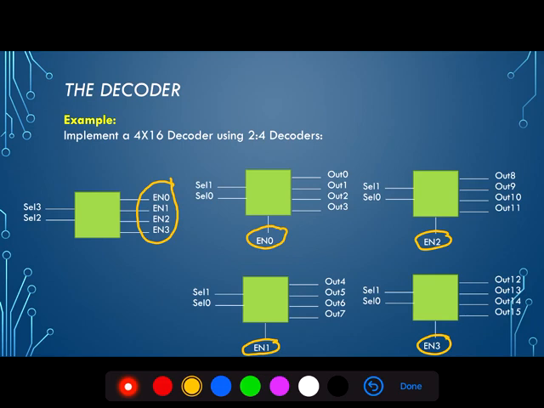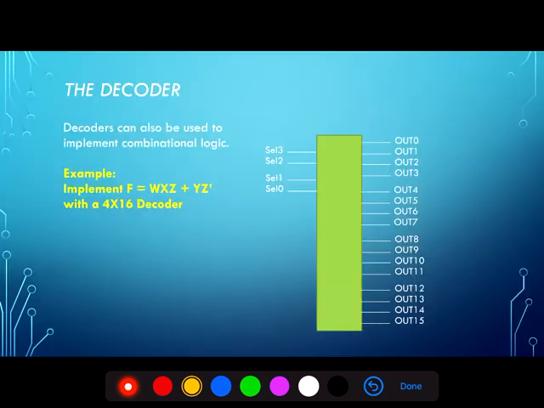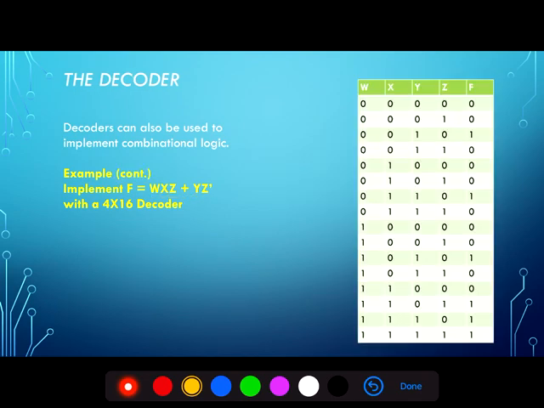In this way, we can build decoders that are as large as we like using much smaller decoders as building blocks. We can also use decoders to implement combinational logic if we need to. In this example, we're going to implement a function, w x z or y z', with a 4x16 decoder. To do that, let's first take a look at the truth table for f that results from these two terms. When w, x, and z are all 1, the output f will be equal to 1. And that occurs here. W, x, and z are all equal to 1.